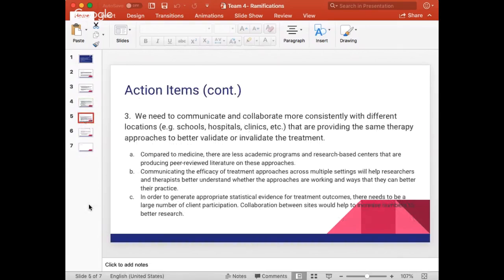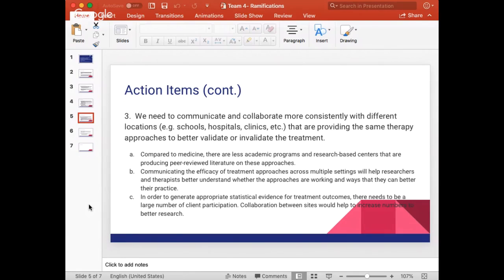So then piggybacking off of some of the action items that Abby just addressed, another action that we can take is communicating and collaborating more consistently with different locations, whether it be between schools, hospitals, clinics, or other settings that are providing similar therapy approaches to better be able to validate or invalidate some of the treatment approaches that are being implemented. So compared to medicine, there are a lot less academic programs or research-based centers that are producing these peer-reviewed literatures on different approaches.